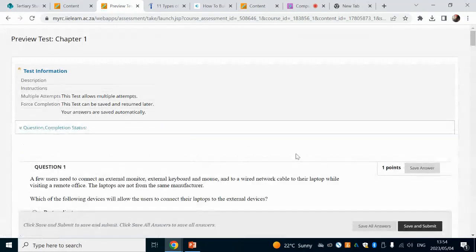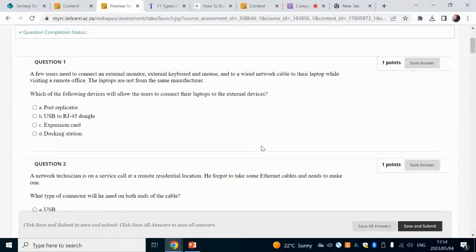This we have done previously, but I just want to page through quickly to see what type of questions are being asked here. A few users need to connect to an external monitor, external keyboard and mouse, and to a wired network cable to their laptop while visiting a remote office. The laptops are not from the same manufacturer. Which of the following devices will allow the users to connect their computers to external devices? Which one?